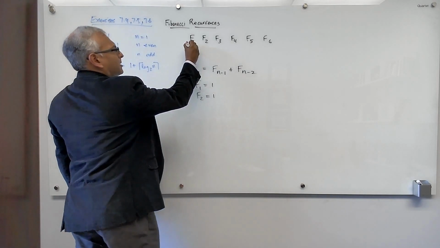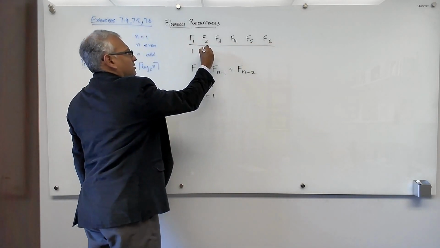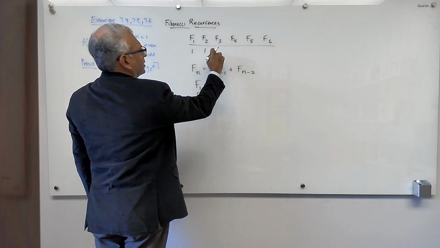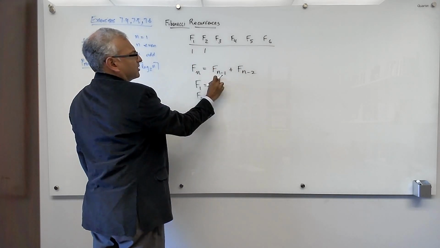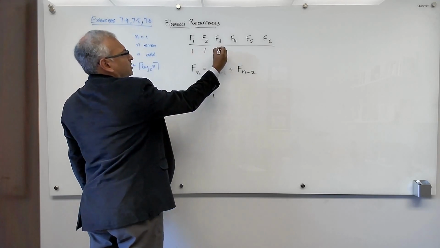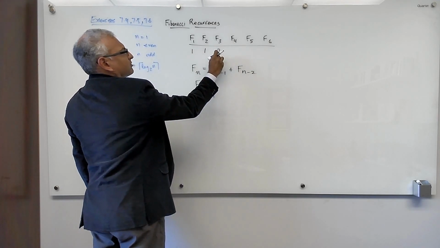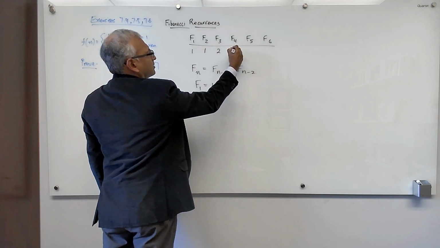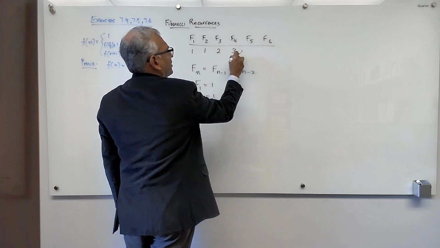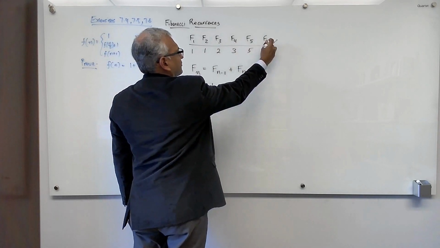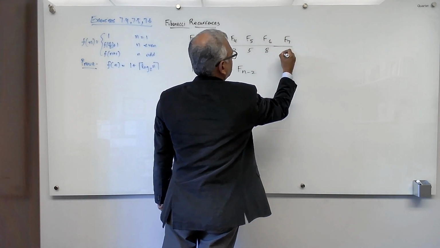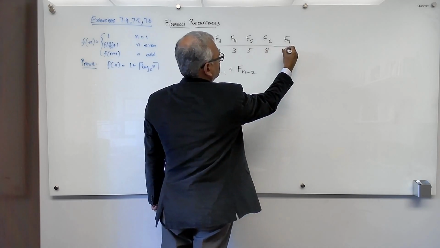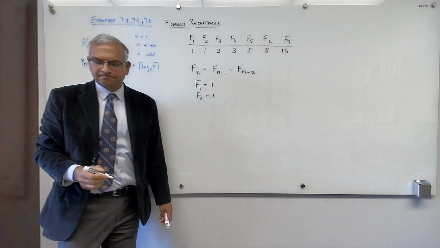So f1 is 1, f2 is 1. Now f3 is f2 plus f1, so 2. f4 is f3 plus f2, so 2 plus 1, 3. f5 is 3 plus 2, 5. f6 is 5 plus 3, 8. f7 is 8 plus 5, 13, and so on.